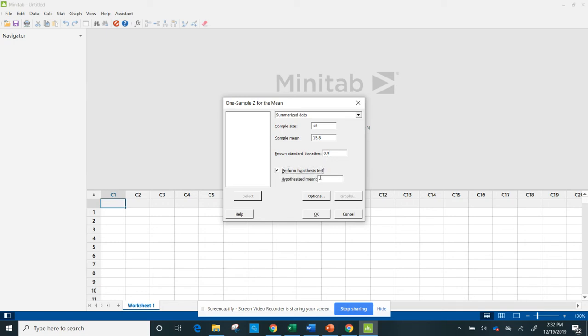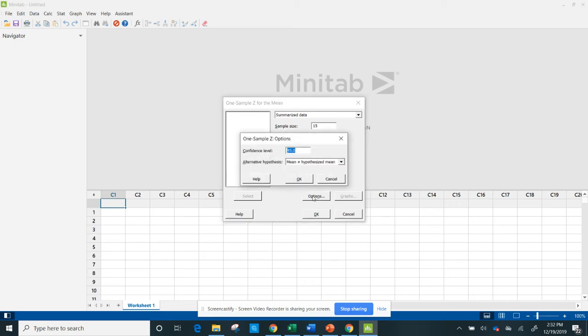I'm going to click Perform Hypothesis Test, and I'm going to put my hypothesized mean as 16. The hypothesized mean is the one that we use when we are making the hypotheses. So hypothesized mean, that number is what you use there. Click Options, and remember, my level of significance was 0.05, and that's okay because my confidence is 95%. So those basically have that relationship where they are being used the same way.